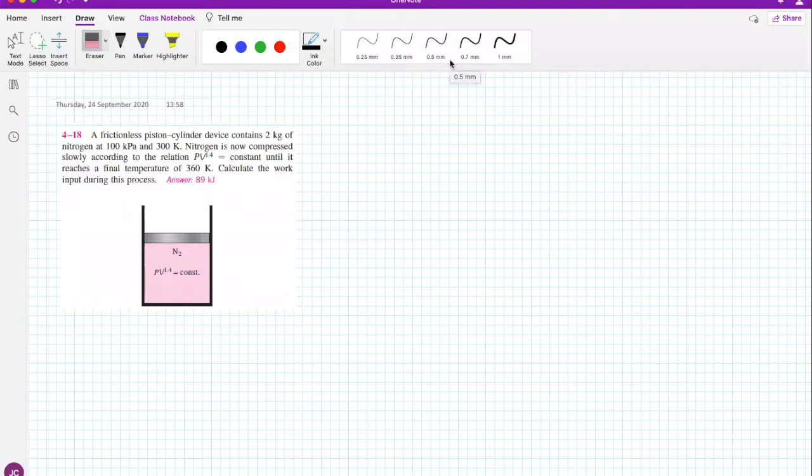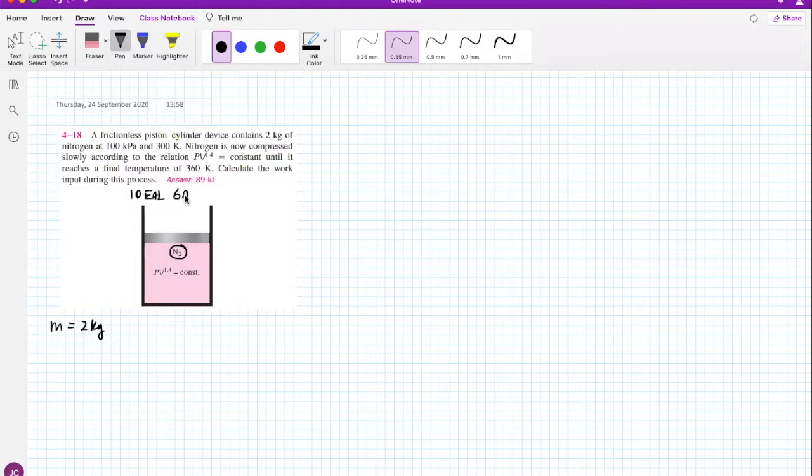Okay, guys, let's try to do this one. It says a frictionless piston cylinder device contains 2 kilograms. Perfect. So now we can assume this first thing. So 2 kilograms there of nitrogen.